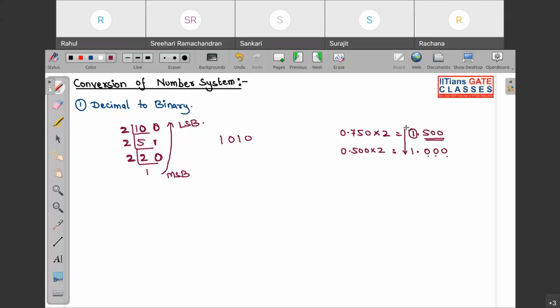So this will be your 0.11. This will be your MSB, and this will correspond to your LSB. Okay, so if you want to write 10.750, it will look something like this: 1010.11. Okay, so these are very simple things, just done once for revision purposes.